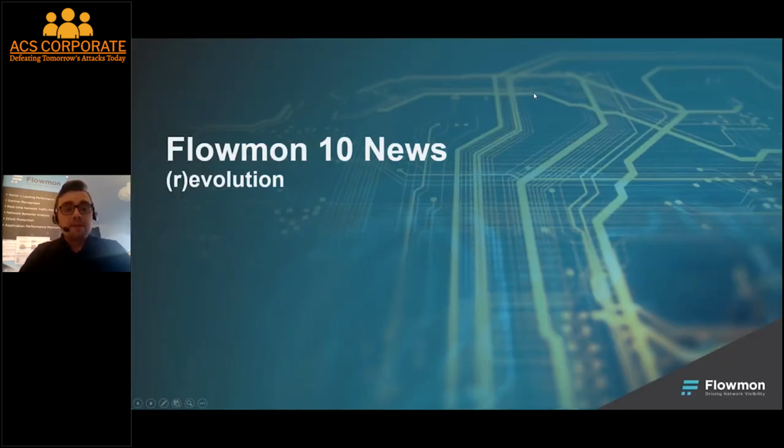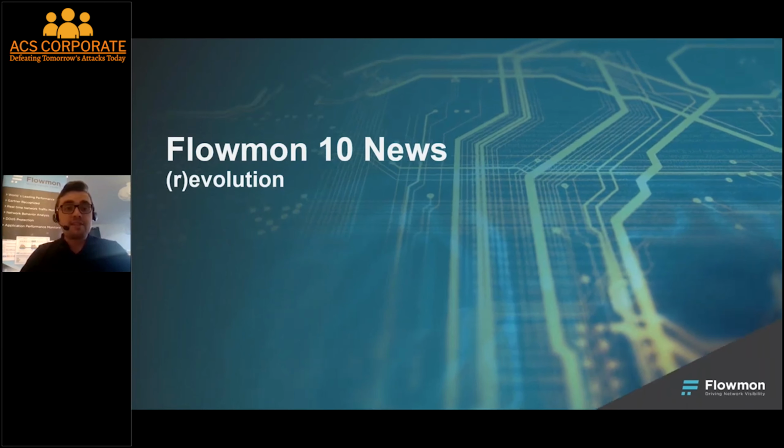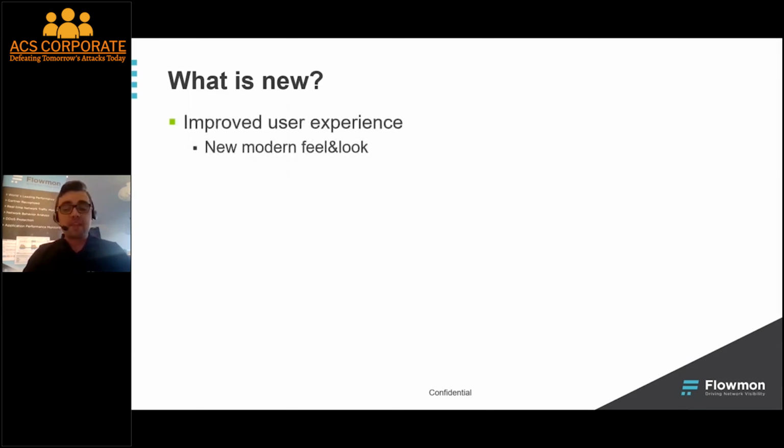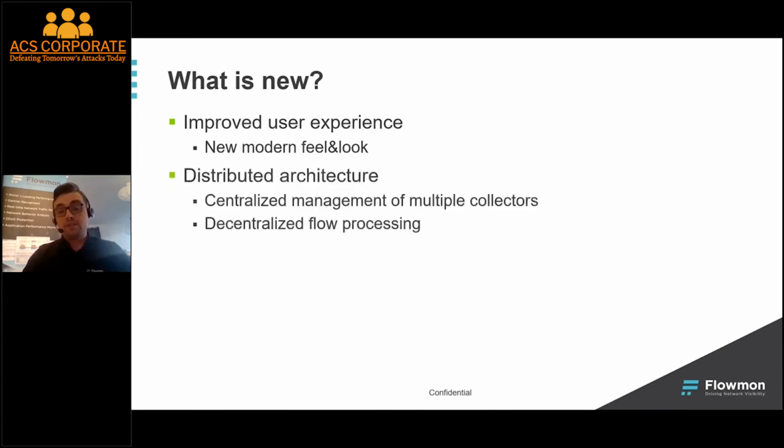Before I jump into the encrypted traffic analysis, let me share a summary of news within Flowmo 10, our new release. The first is improved user experience, so a new modern look and feel of the graphical user interface. The second, which is definitely the most revolutionary, is distributed architecture and centralized management of multiple collectors, and decentralized flow collection and flow processing. That means that it's easy to set up one centralized system and distribute the workload.